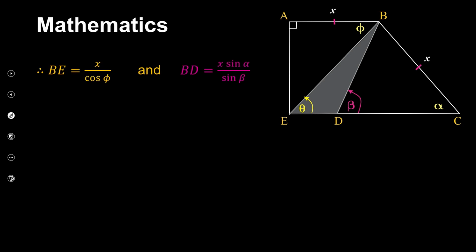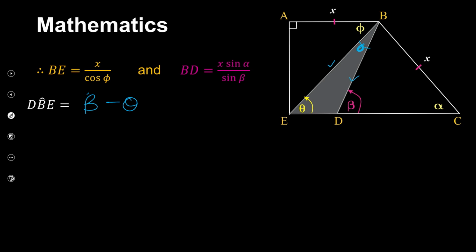So there's the two expressions we found in the previous two slides. BE is equal to x over cos of phi, and BD is equal to x sine of alpha over sine of beta. What remains now to find, so we've got an expression for that side, and remember we need side, angle, side to use the area rule. We need to find an expression for this angle. And we said we can use the exterior angle of a triangle, so angle DBE will simply be beta minus theta.